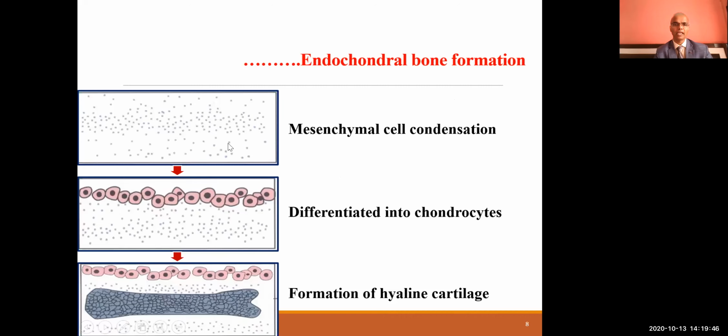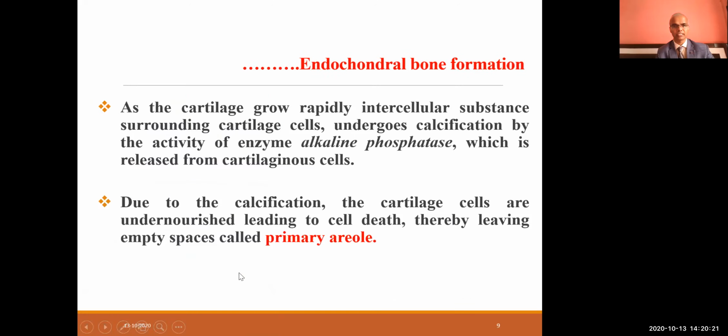Like in the diagram, here we can see these are the mesenchymal cells. These are the areas where the bone formation is to be expressed. First, in the center, you can see there is condensation of the mesenchymal cells. These mesenchymal cells then differentiate into chondrocytes, which are cartilage forming cells. These chondrocytes form the hyaline cartilage. Here, this is hyaline cartilage, and it is surrounded by the perichondrium, which contains the osteogenic cells.